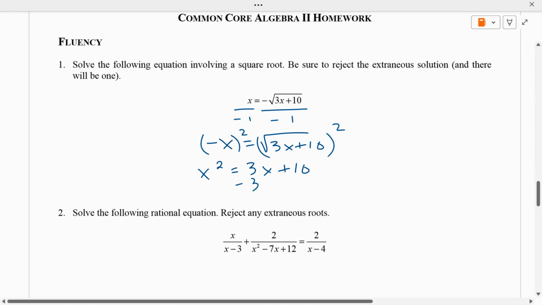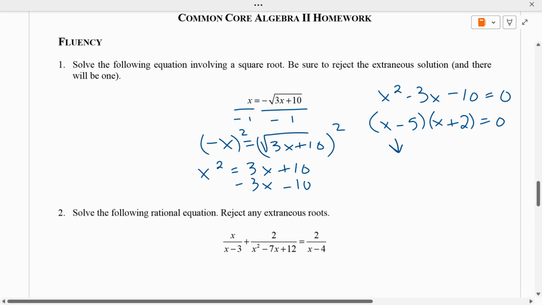I then subtract 3x and 10 from both sides, and that leaves me with x squared minus 3x minus 10 equals 0. This factors out to x minus 5 times x plus 2 equals 0. Well, that means that x equals 5 or that x equals negative 2.